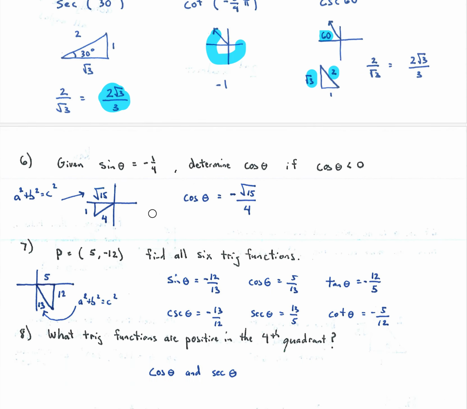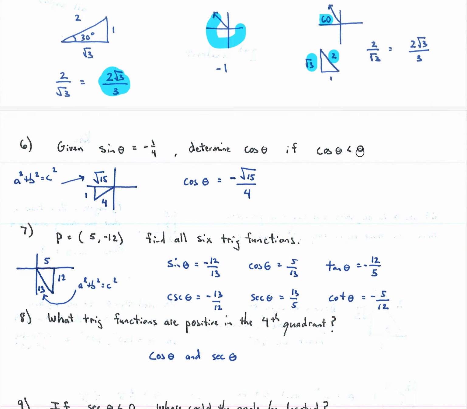This is very similar to the first questions. Sine of theta is negative 1/4, and we want cosine if cosine is negative. So if that's negative and that's negative, we're in the third quadrant. So then I just drew the triangle. Opposite is 1, hypotenuse is 4, and then I used the Pythagorean theorem to find out that that side length must be radical 15. And then I did cosine. Cosine is radical 15 over 4, and it's negative because I'm in the third quadrant.